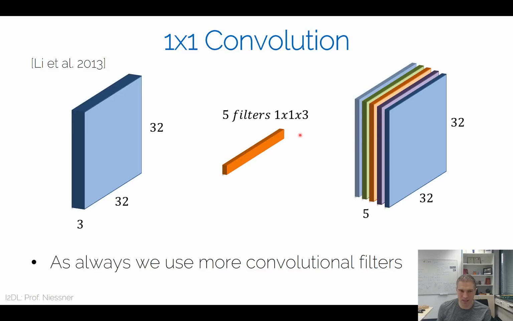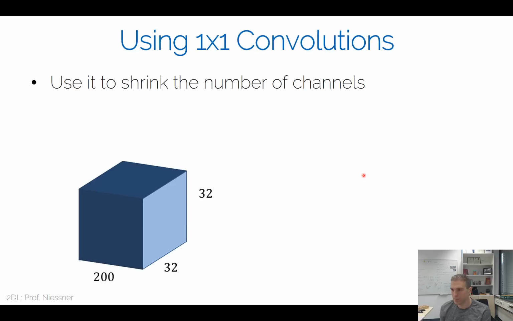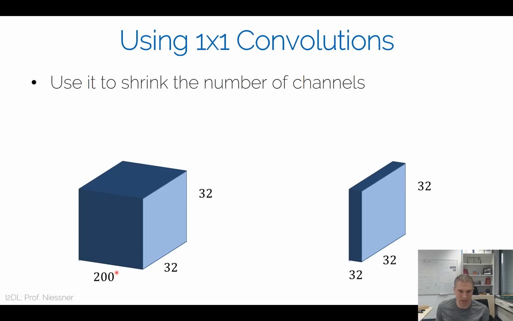So it's collapsing the number of depth channels. That's the whole point of this. The whole point of using these one-by-one convolutions is not to learn any features across the spatial dimensions. That's why it's a one-by-one convolution. The idea is to shrink the number of channels, right? So if I'm going from 32 times 32 times 200, I'm getting to 32 times 32 times 32 here, assuming I have 32 one-by-one convolutions.